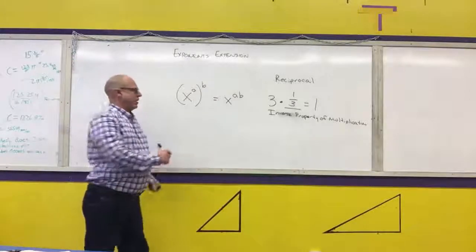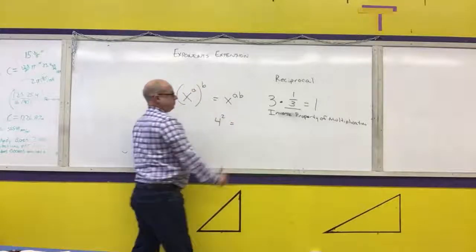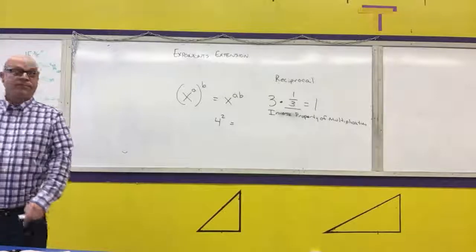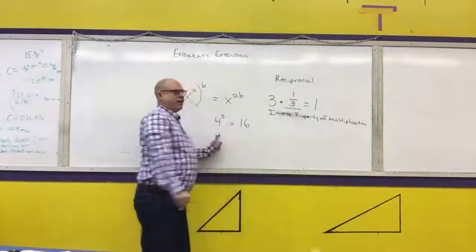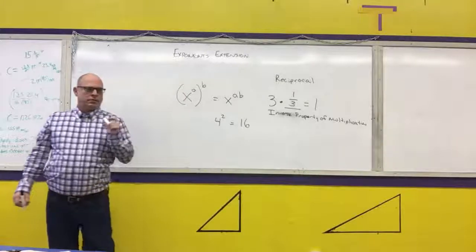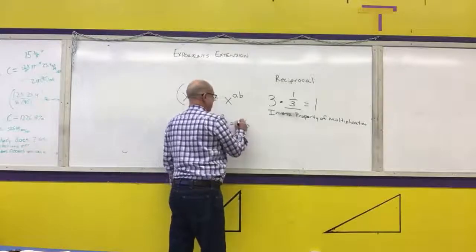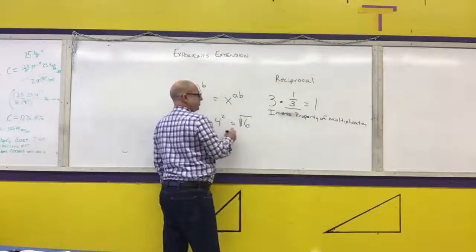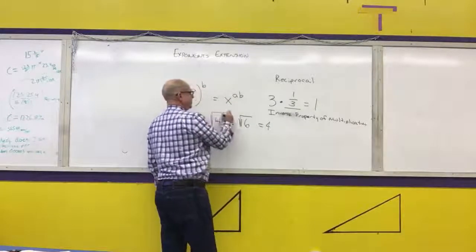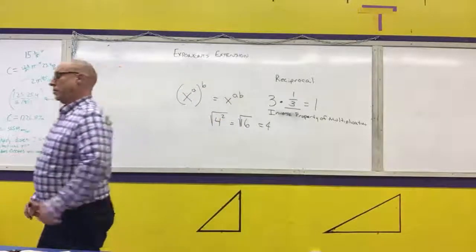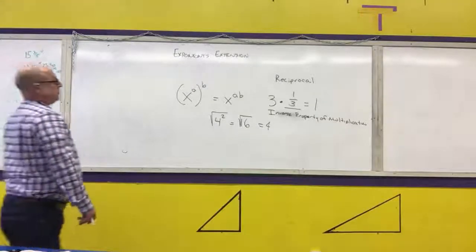So next thing I want to ask you, what's the answer to that? 16. How would I undo squaring a number? Square rooting. Square rooting a number. What is the square root of 16? 4. So what is the square root of 4 squared? 4.